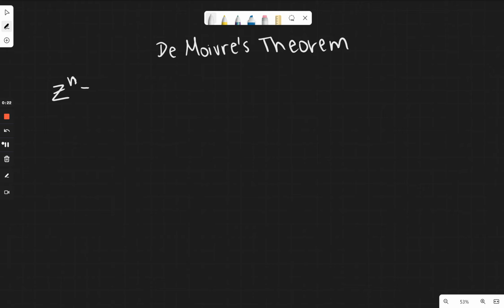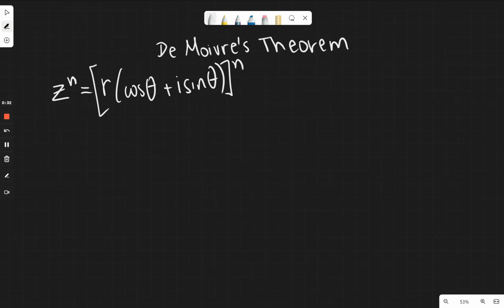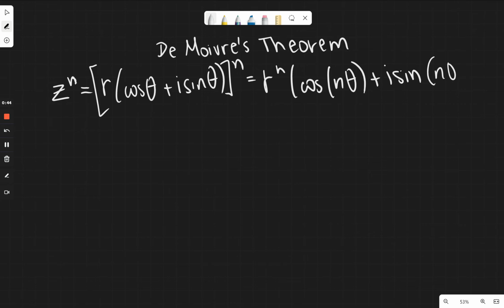This is represented in polar form as r times cosine theta plus i sine theta, right? And we're raising all of this to the nth power. So what this becomes is r to the n times cosine n theta plus i sine n theta. So this is what we get when you raise that number to the nth power. So let me show you an example.